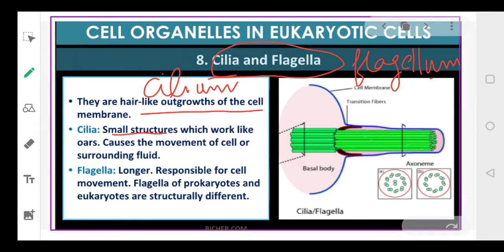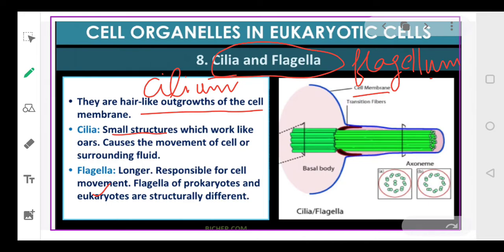And cilia will always be more in number, में ज़्यादा होते हैं, small होते हैं size में. Flagella are basically bigger in size but less in number. Okay, cilia are small and more in number, flagella are big in size and less in number. Both these cell organelles, cilia and flagella, are covered by a plasma membrane. As you can see here, both of them are surrounded by a plasma membrane.